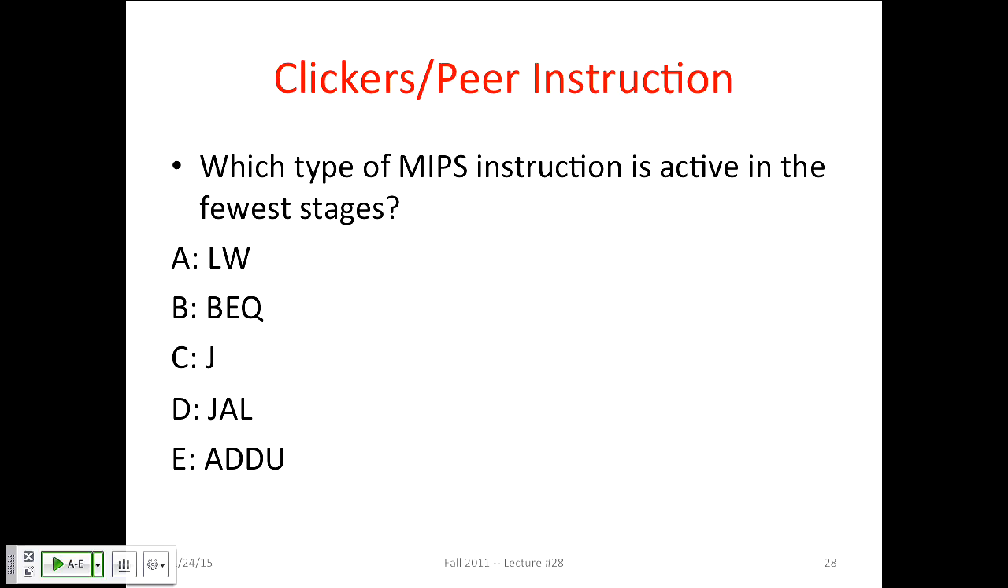Okay, clicker time. So the load instruction uses the most stages, uses all 5. Which of these MIPS instructions uses the fewest of the stages?